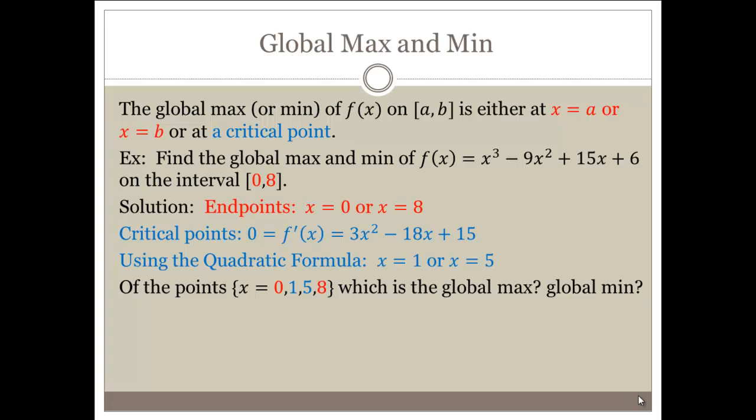To find this, we simply need to evaluate f of 0, f of 1, f of 5, and f of 8, and find which is the largest value. That will be our global max, along with finding which is the smallest value, which will be our global min. I want to remind us here that we are evaluating the function f of x, not its derivative.